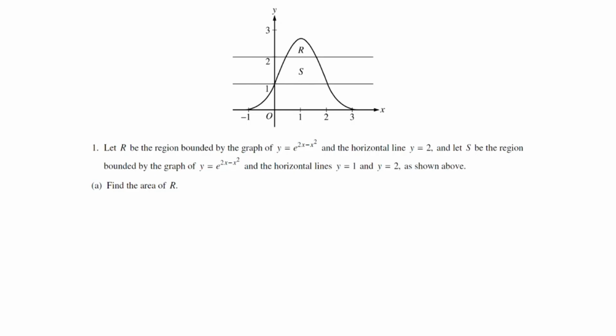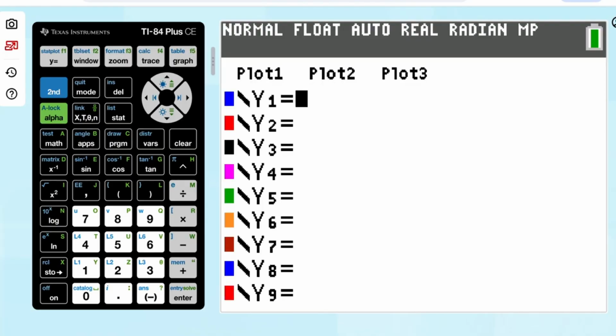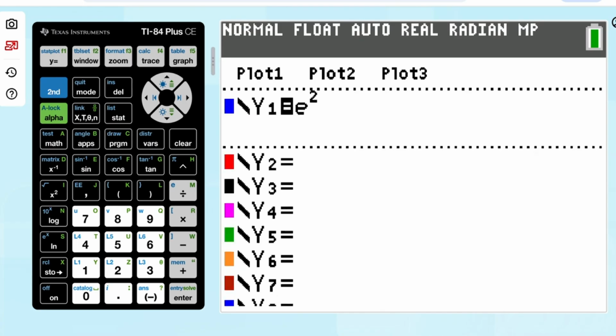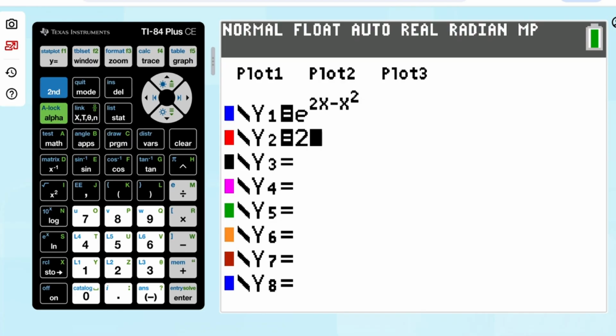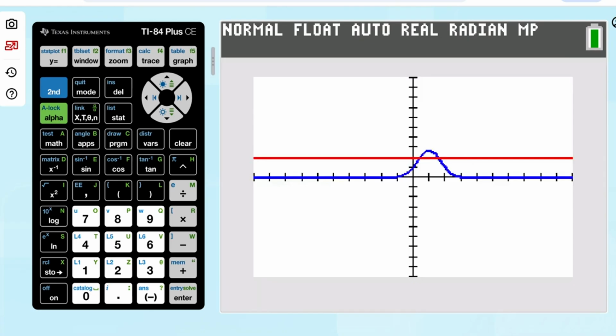So first we want to find the area of region R, which means we need to figure out, first of all, when does e to the 2x minus x squared equal 2? Now, we'll just use our graphing calculator here because this is a graphing calculator question. So I'm going to hit y equals. My function is e to the 2x minus x squared. And I also want to see when that intersects with y equals 2. So we'll just graph both of those.